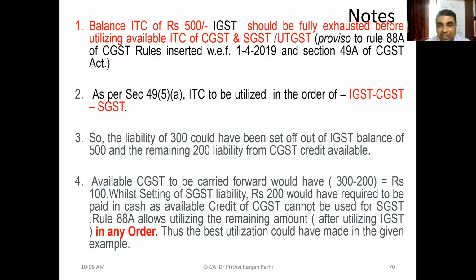So the liability of 300 has been set off out of the IGST balance of 500. The IGST balance of 500 was there. Out of this, 250 was used, and the remaining 200 liability from CGST credit. Available CGST to be carried forward would be 300 minus 200, which is 100.